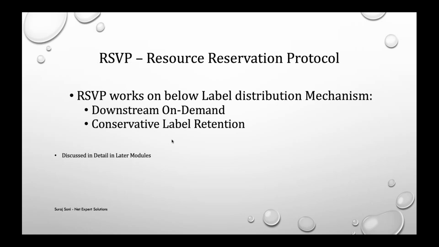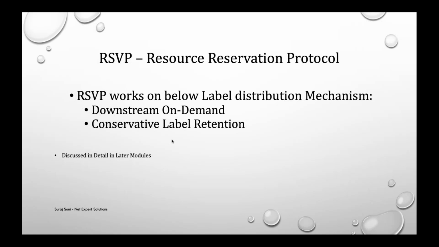So RSVP is quite different compared to LDP. With LDP, as soon as LDP is enabled, it starts allocating labels. But in case of RSVP, you have to query the label first. You have to ask, hey, I want a label for this prefix on this particular path, and then only will the label be allocated. And it's a conservative label retention. That means I will only keep the label from the hop I have asked. I asked A to provide the label, so I will retain only the label from A.